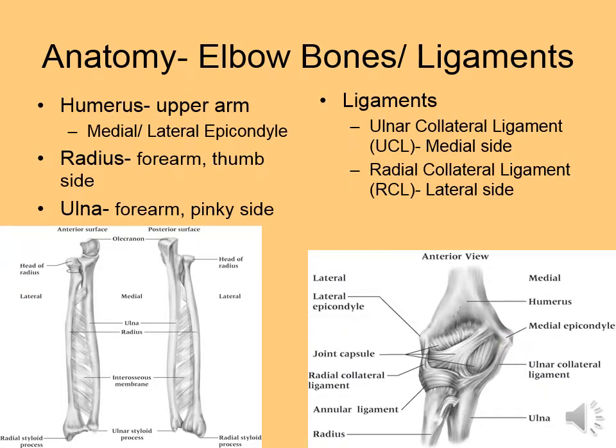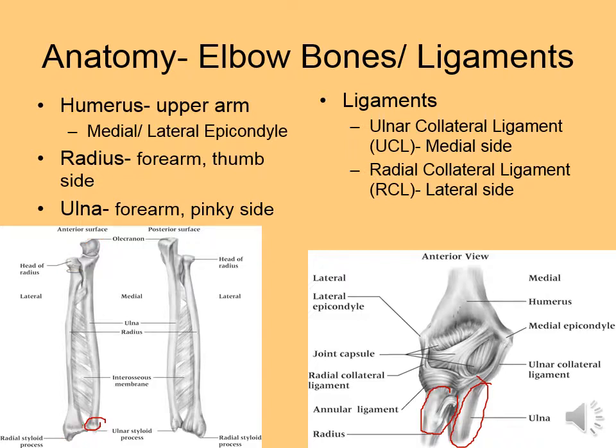Then in the forearm, we have the radius, which is on the thumb side. So this is on the lateral side of the arm, up at the elbow, and the ulna, which is on the pinky side, which is on the medial side of the arm. The interesting thing about these bones is that at the elbow, the ulna is bigger than the radius, and then at the wrist, the radius is bigger than the ulna. So when we talk about the olecranon process, or the point of your elbow, that is actually part of your ulna. So again, that ulna is in the forearm on the pinky side.